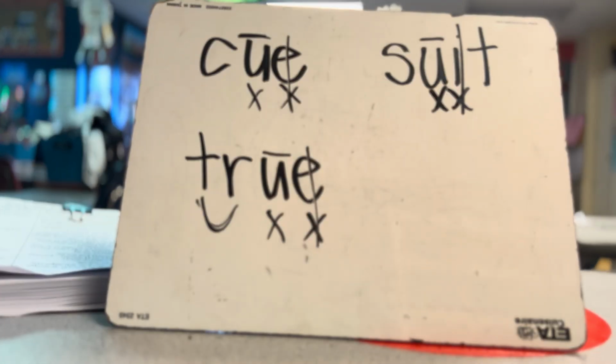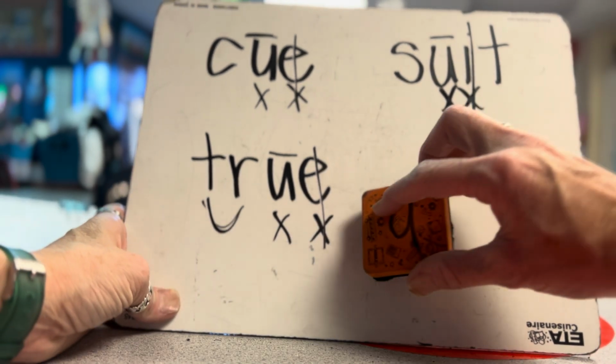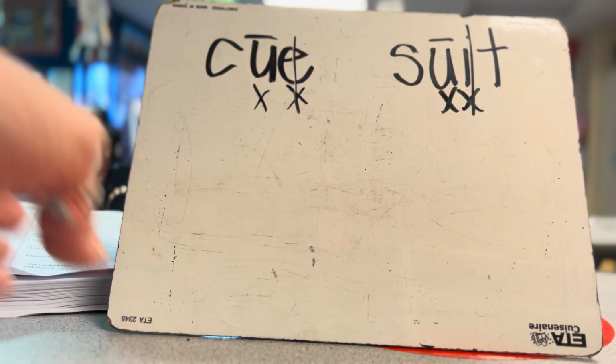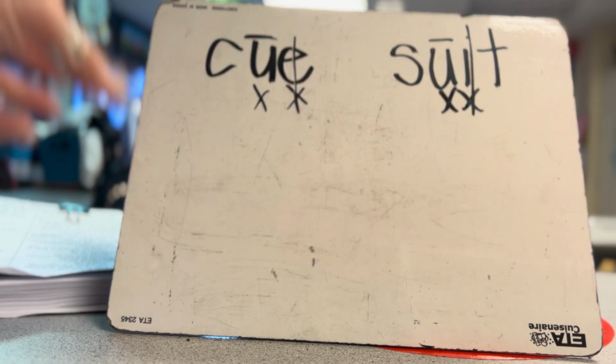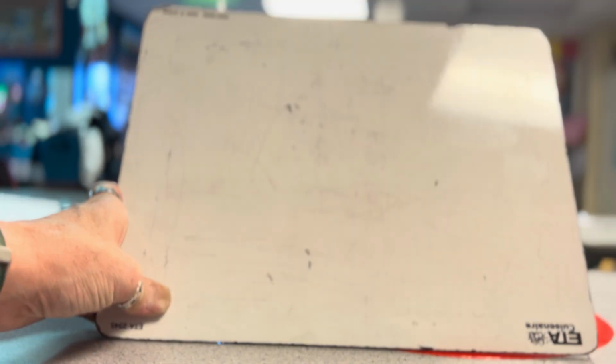Point to the word on your board that begins with the blend TR. True. Point to the word on your board that rhymes with boo. None of them rhyme with boo. Very good. Let's see. How about that rhymes with fruit? Suit. Good. And the last word is true. Go ahead and erase that.